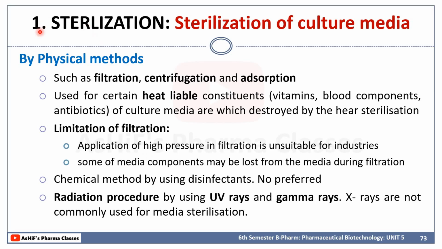Now, what are the different physical methods for sterilization of the culture media? You can go for filtration, centrifugation, or adsorption, and it is mainly used for heat-labile constituents such as vitamins, blood components, and antibiotics. Otherwise, we will go for the autoclave. Only if the culture media contains any kind of heat-labile constituents such as vitamins, blood components, and antibiotics, we will go for filtration, centrifugation, or adsorption.